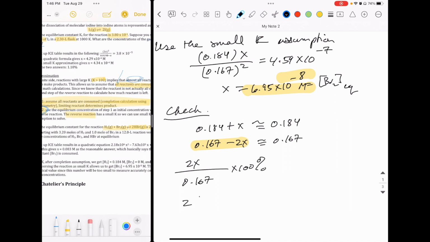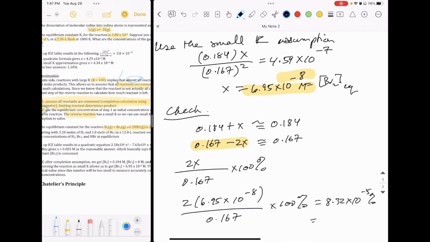Our x value itself is 6.95 times 10 to the minus 8 divided by 0.167 times 100%. And it turns out that what we get is something like 8.32 times 10 to the minus 5%. Or another way to write it in decimal form would be something like 0.0000832%. As you can see, that's way smaller than 5%. So our assumption is reasonable.